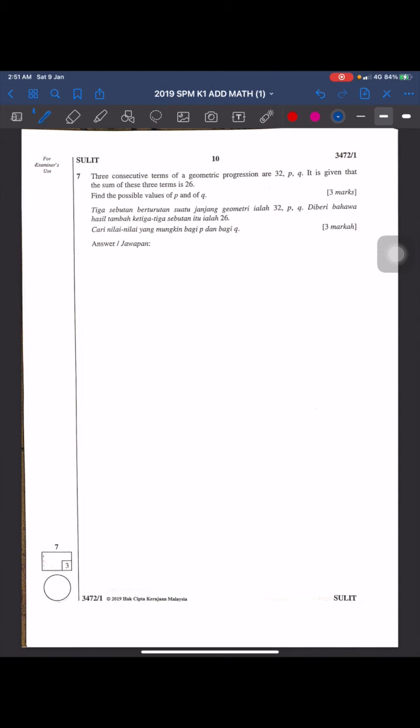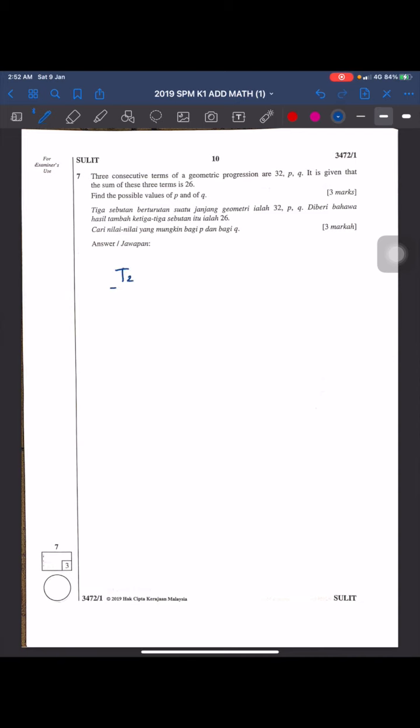Find the possible values of P and of Q. Okay, so given 3 consecutive terms. Consecutive terms maksud dia yang berturutan lah. After 32 we have P, after P we have Q. So nak mudah, kita cari dulu R.